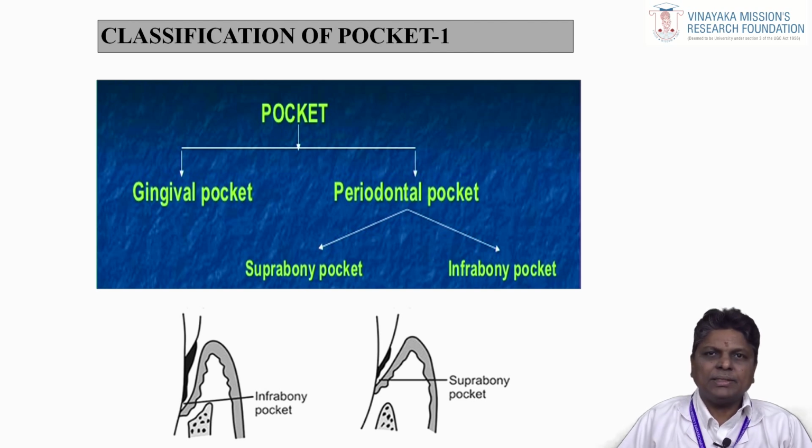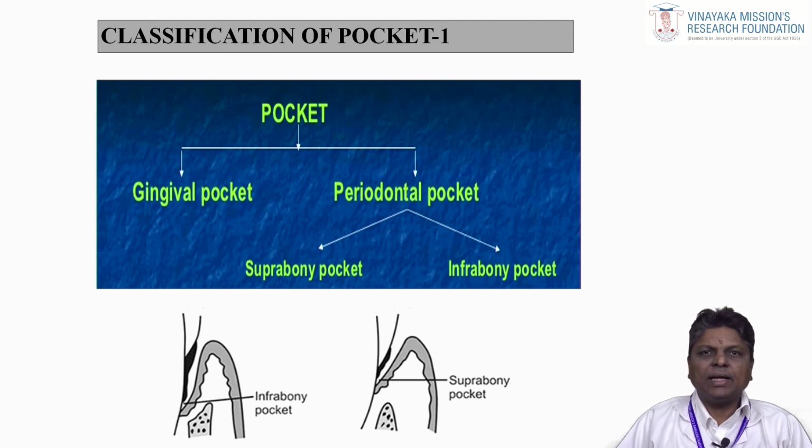The gingival pocket is otherwise called a pseudo pocket or false pocket, not a true pocket or periodontal pocket. In a periodontal pocket, the pathological deepening of the gingival sulcus means there is a loss of junctional epithelium from the cemento-enamel junction. You may all know that is called loss of epithelial attachment. That is called a periodontal pocket.